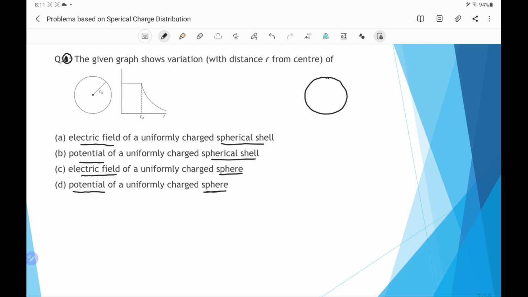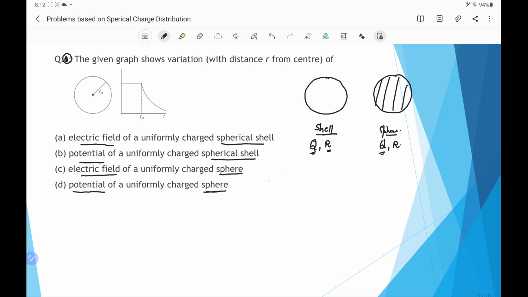One is the shell. A shell is a hollow sphere and the charge is distributed over its surface. Another configuration is the sphere, in which charge is distributed over its volume. That means it is a non-conducting sphere. Suppose the charge on this shell is Q and the radius is R. Similarly, the charge on the sphere is Q and the radius is capital R. Here Q is distributed over the surface, and in the sphere Q is distributed over its volume.